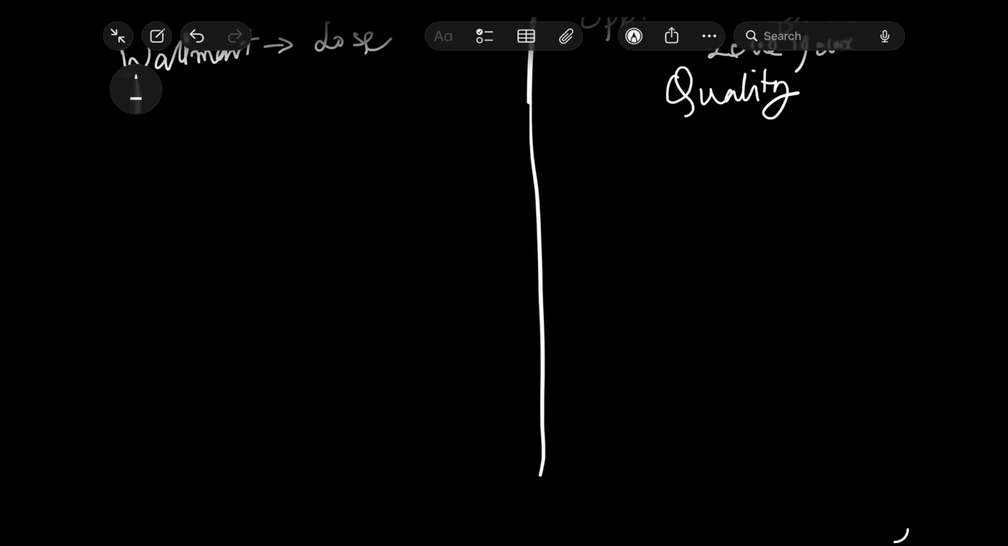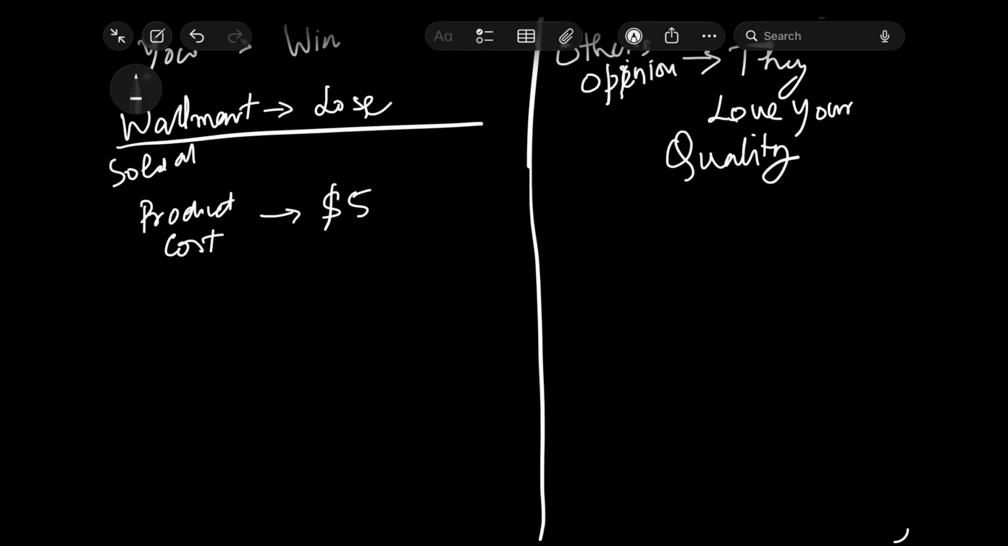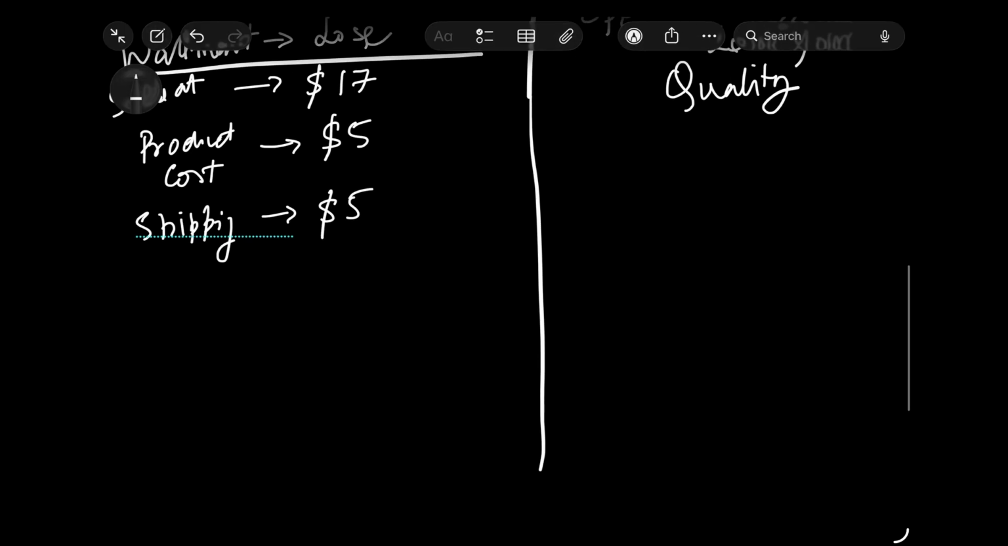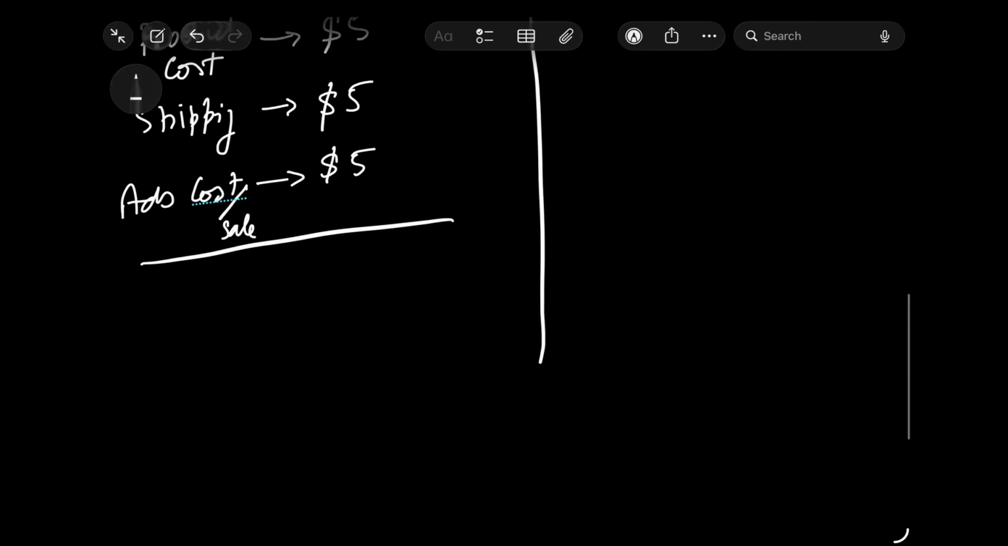For example, let's say your cost per t-shirt is about $5 and you're selling a t-shirt for $17. That includes $5 in shipping price. If we deduct product and shipping cost, that leaves you with $7 of marketing budget before you start losing money, basically. Since we are selling affordable t-shirts, it is possible for you to get an advertising cost per purchase of about $5. So that will leave you with $2 in profit.